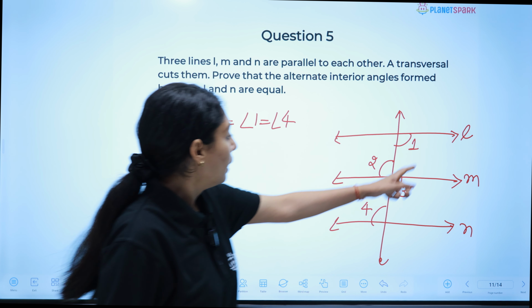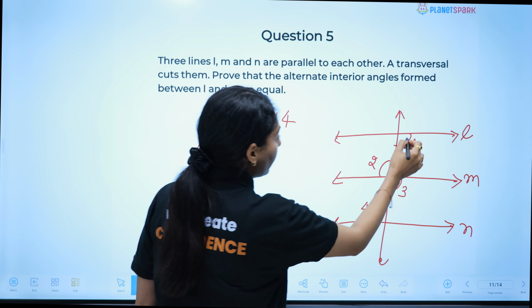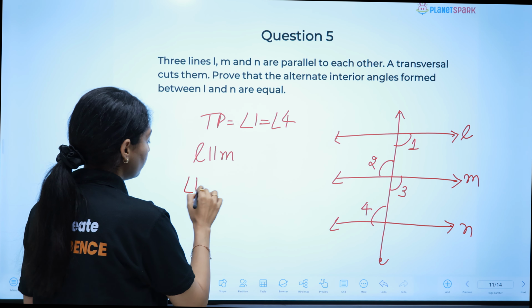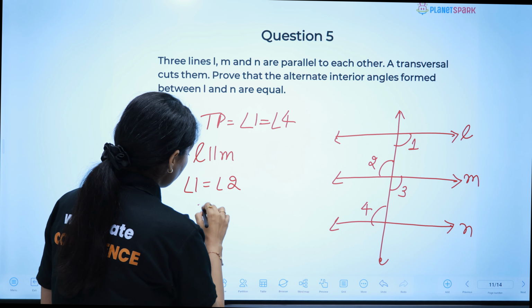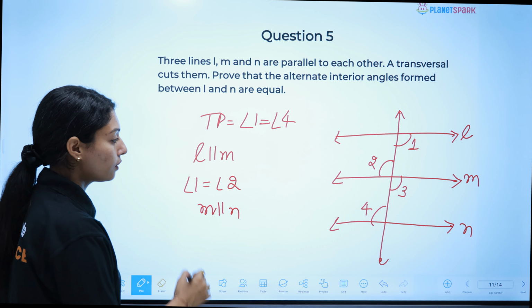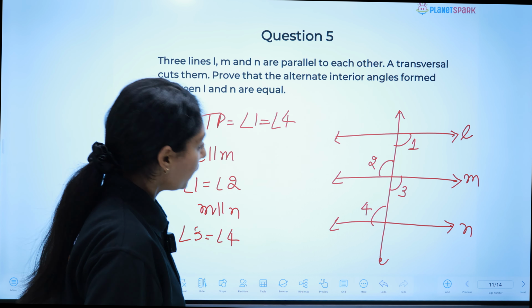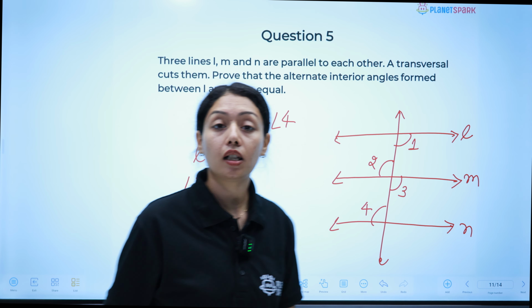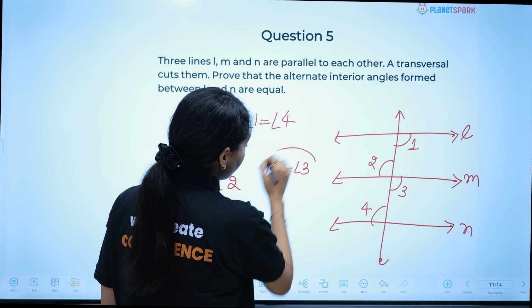Okay, let's see. L is parallel to M. So can I say angle 1 will be equal to angle 2? Yes, alternate interior angles, right? Now M is parallel to N. Then can I say here also the alternate interior angles will be equal? Yes, angle 3 is equal to angle 4. Now I can see here 2 and 3 are vertically opposite angles. So angle 2 is equal to angle 3, right?